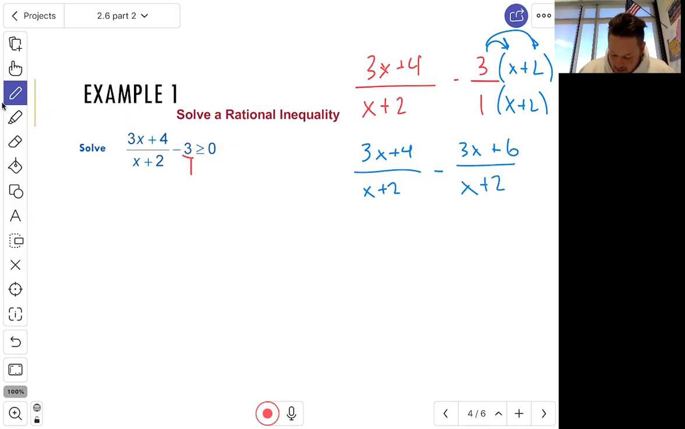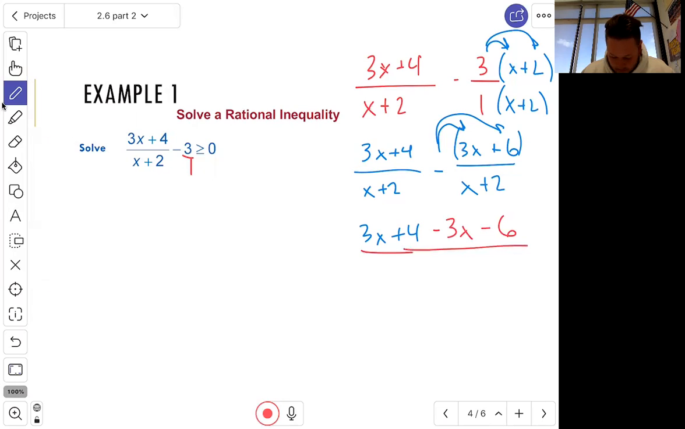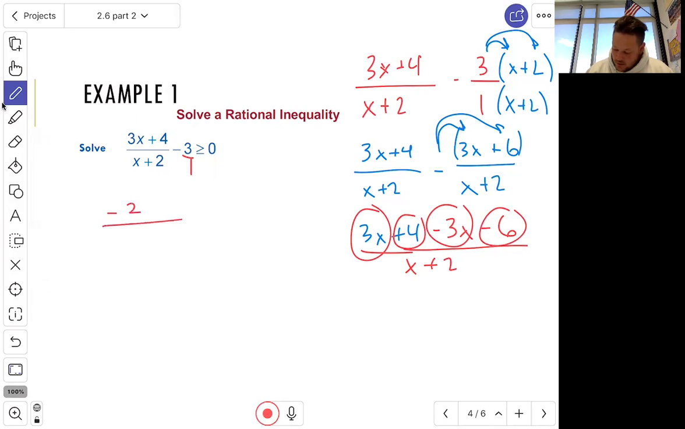Remember, you're subtracting this whole quantity, so I like to distribute the negative. So really this is 3x plus 4, and then minus 3x and minus 6, all over x plus 2. We're going to combine some like terms here. We have positive 3x and negative 3x. Those will cancel. I have positive 4 and negative 6. That's just negative 2. So we're at negative 2 over x plus 2 is greater than or equal to 0. So that's step 2. We've simplified our rational expression.